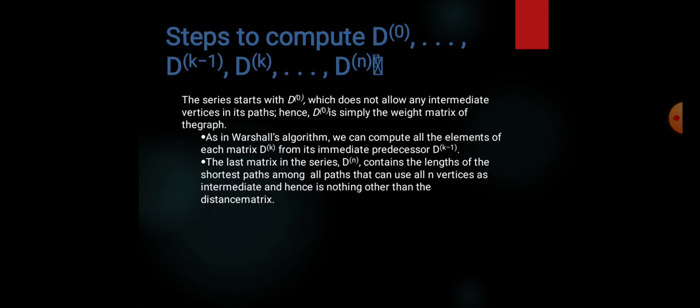How we compute d power 0 to d power n is simply by using the weight matrix of the graph. When you want to calculate d power 1, you have to concentrate on the values of d power 0. Based on the values of d power 0, you can calculate d power 1. When you calculate d power 2, you have to consider d of 1. So the values of d of 1 are used to calculate d of 2.